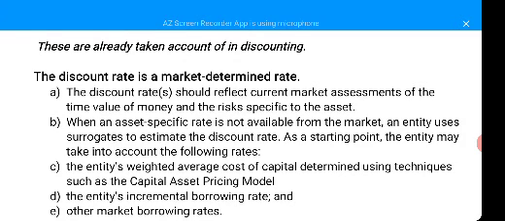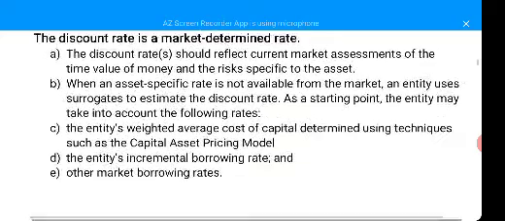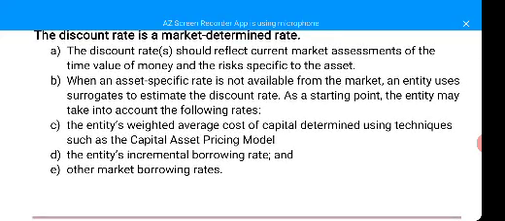One, the discount rate should reflect the current market assessment of the time value of money and the risk specific to the asset. When an asset specific rate is not available from the market, an entity uses a surrogate to estimate the discount rate as a starting point. The entities may take into account the following rates.